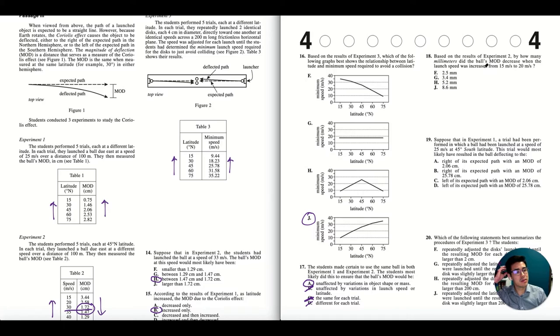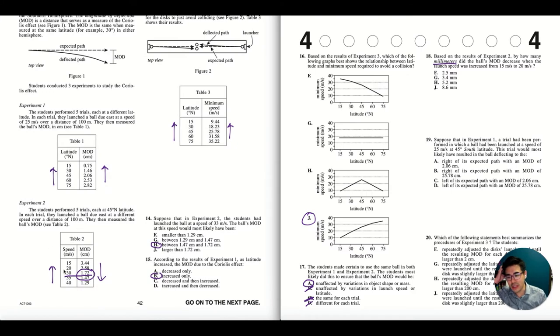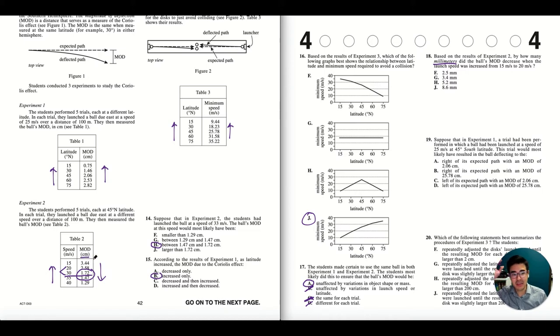18, it says, based on the results of experiment 2, by how many millimeters did the mod decrease when the launch speed was increased from 15 to 20? Okay, we're going to look out for that. Experiment 2 down here. Launch speed was increased from 15 to 20. Okay, so 15 to 20, and they want the increase, and this is centimeters. Centimeters to millimeters means we're going to times it by 10.